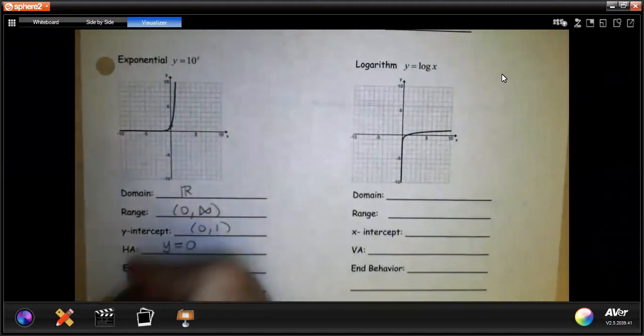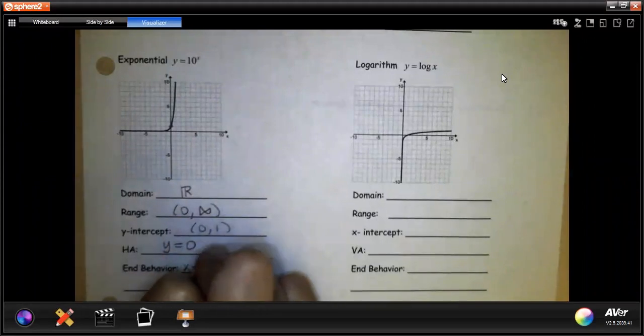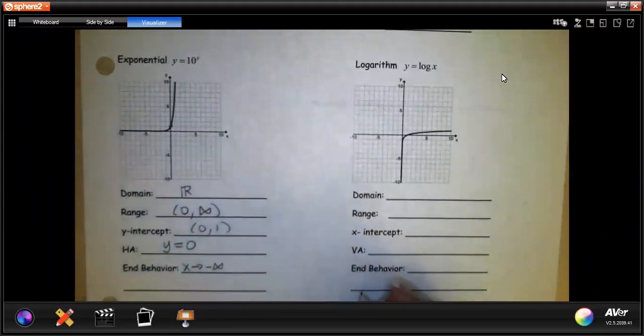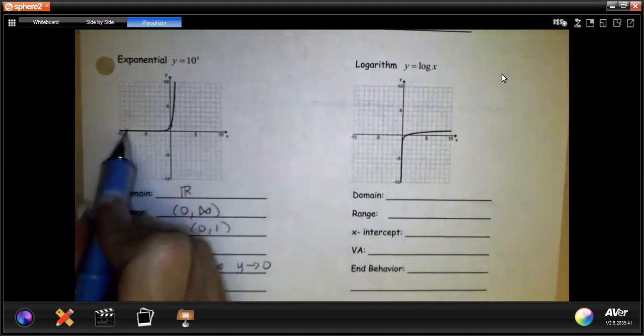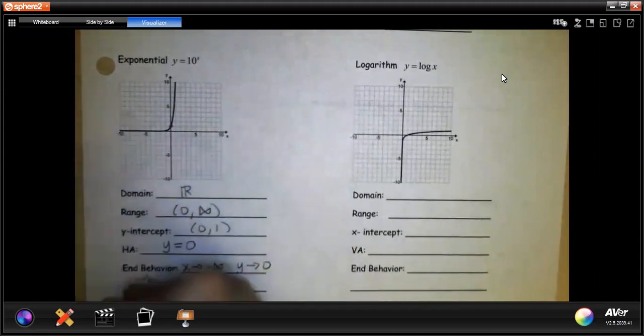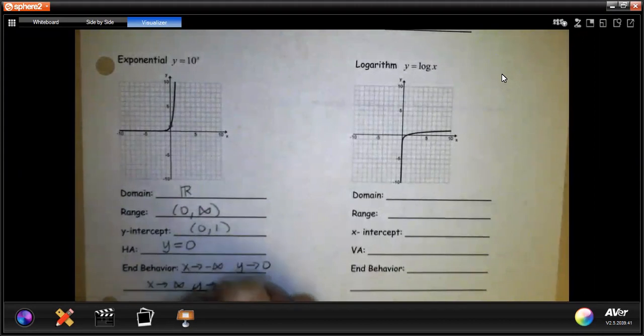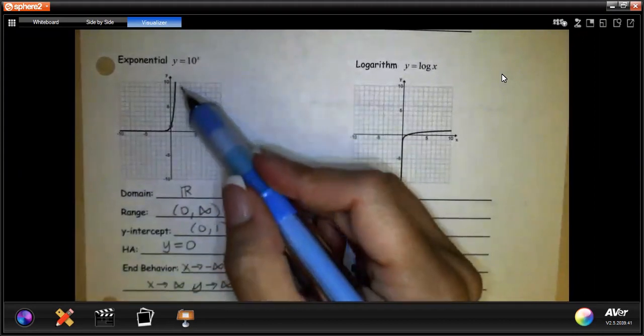For our end behavior, as x is approaching negative infinity, so on the left, y is approaching 0 because it's getting closer and closer to that 0 value there. On the right-hand side, as x approaches infinity, y is approaching infinity as well, since on the right-hand side, it is moving up forever.